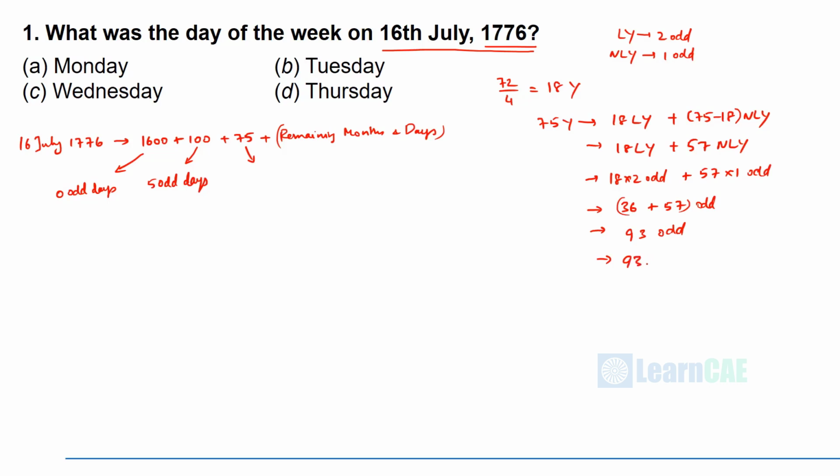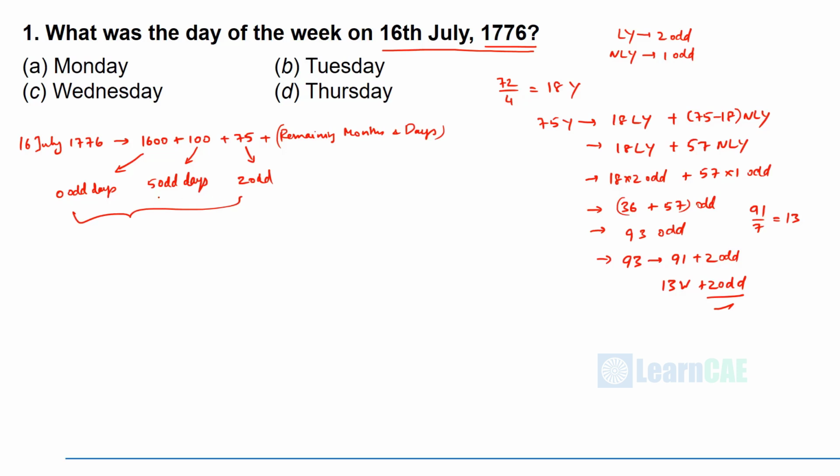So 93 can be written as 91, which is a multiple of 7, plus 2 odd days. 91 by 7 is equal to 13. So it is 13 weeks plus 2 odd days. Therefore, effectively the number of odd days are 2. So 75 years has got 2 odd days.